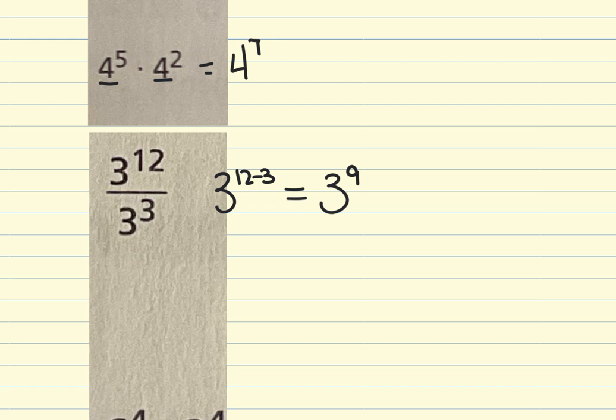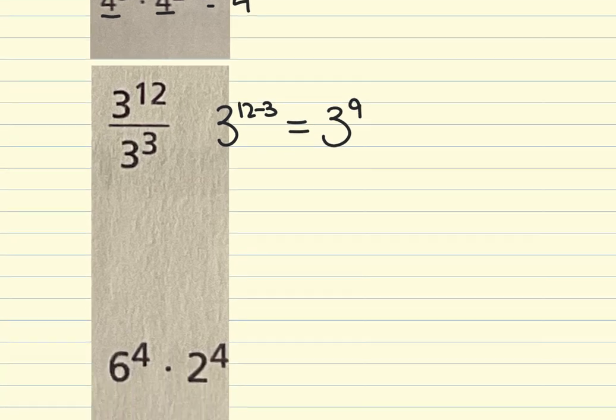Okay? Power to a power, you multiply. When you're multiplying bases that are the same, you add your exponents. When you are dividing bases that are the same, you subtract your exponents. Okay?